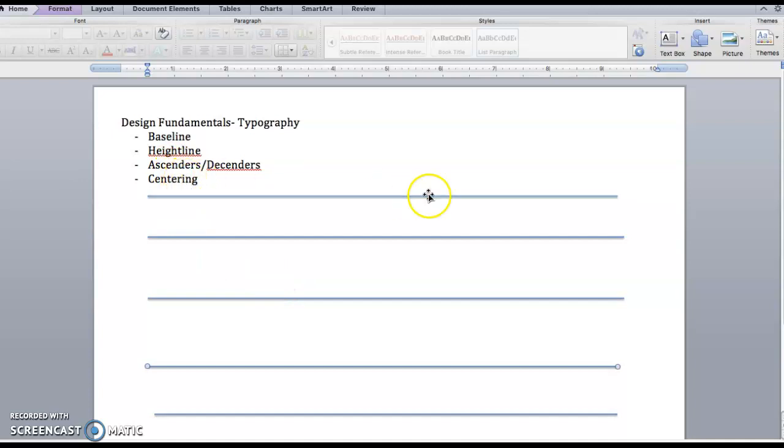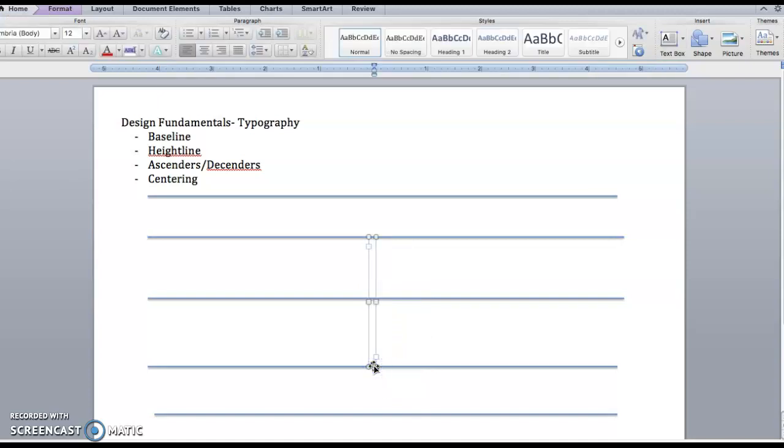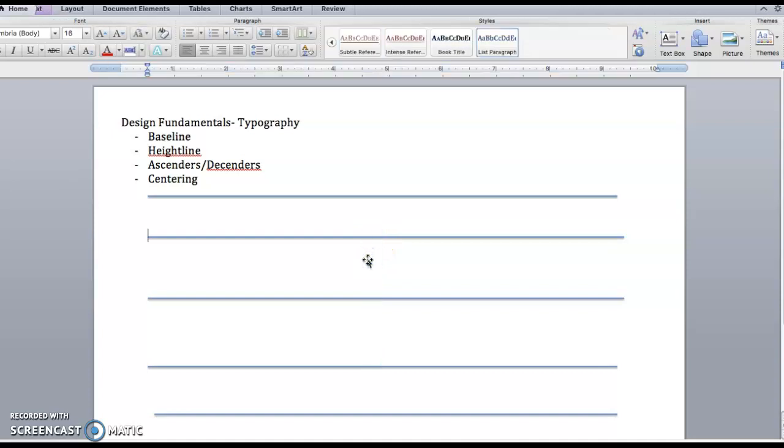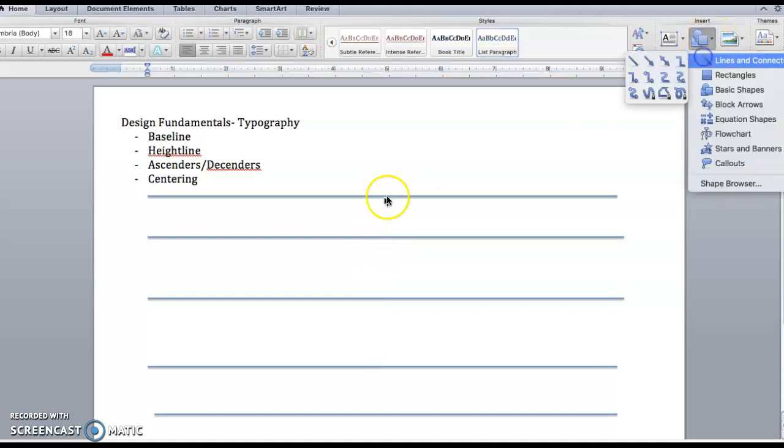Okay, the next concept is called centering. And that means that we're just going to draw a center line in the middle. Let's get rid of that. Let's grab our line here.